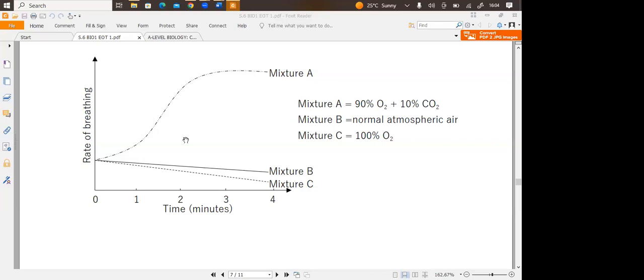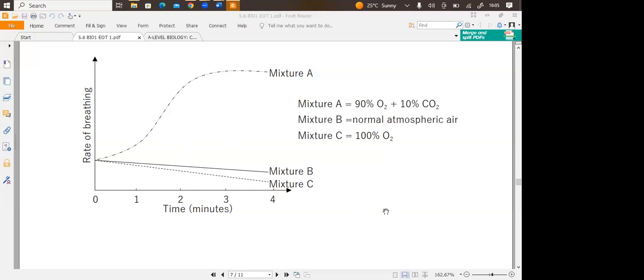Now people are asking, what if they ask to describe? What is the problem with describing? You describe. For mixture A: from 0 to 1, gradual. From 1 to 2, rapid. From 2 to 3, gradual. From 3 to 4, constant. Then mixture B, from 0 to 4, gradual. Even mixture C, gradual.